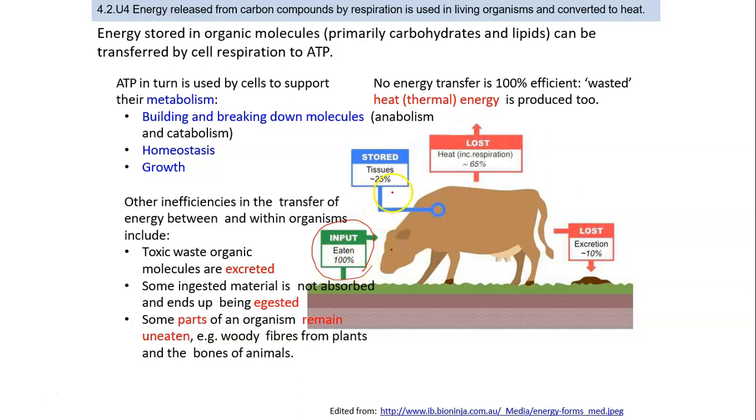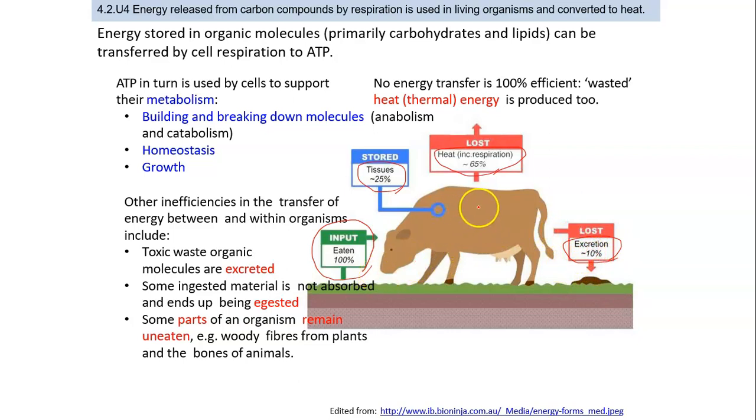But from that 100%, 20% will be stored in their tissues, but 65% will be lost as a form of heat due to respiration and the activities. So 25% of the energy will be stored, but 65% will be lost as a form of heat. And there is something like 10% other form of loss, which will be lost as a form of excretion. So in that case, it becomes 100%.